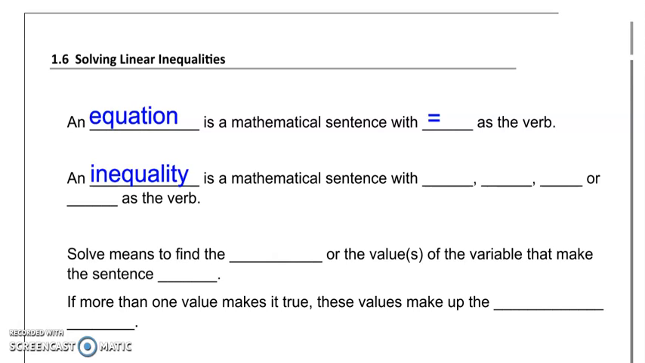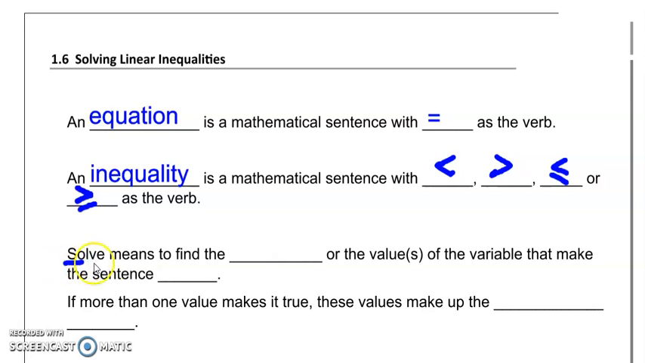So an inequality is also a mathematical sentence, but instead of an equal sign, it's going to have a less than sign, which looks like this, a greater than sign, which looks like that, or a less than or equal to sign, or a greater than or equal to sign. So there's 4 different types of inequalities, and just to make sure that you know which ones these are, this first one is less than, second one is greater than, and then these last 2 correspond to that, but they also have or equal to.